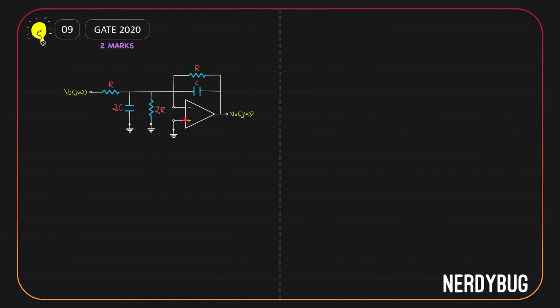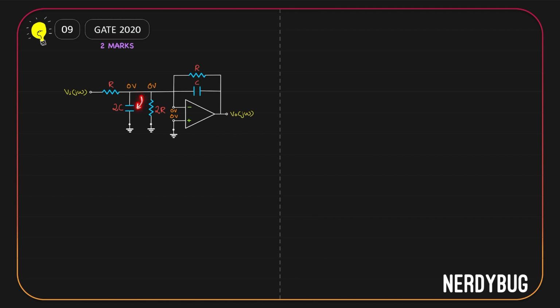You can see that the positive terminal is grounded, which means here we have zero potential. Since the OpAmp is ideal, whatever we get here also. So at this point also we have zero potential. That means over here we have zero potential and over here we have zero potential. Take a look at 2R. On both its terminals it has zero potential, which means no current is flowing through it.